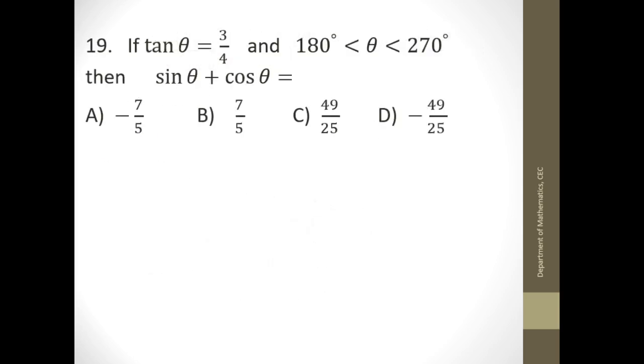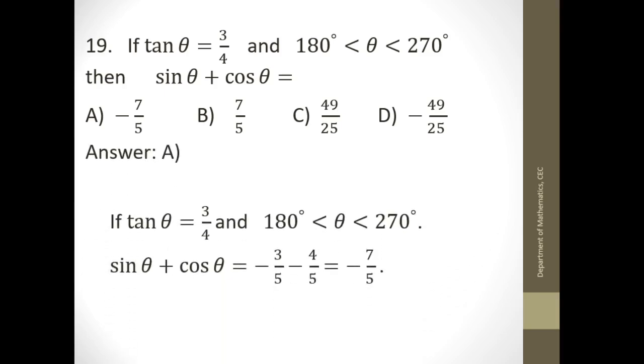Tan theta is 3 by 4. So in the third quadrant, tan theta is 3 by 4. Opposite by adjacent, hypotenuse is 5. Sin theta is 3 by 5. Cos theta is 4 by 5. Therefore, it is 7 by 5. But in the third quadrant, both are negative. So minus 3 by 5 minus 4 by 5. So minus 7 by 5.